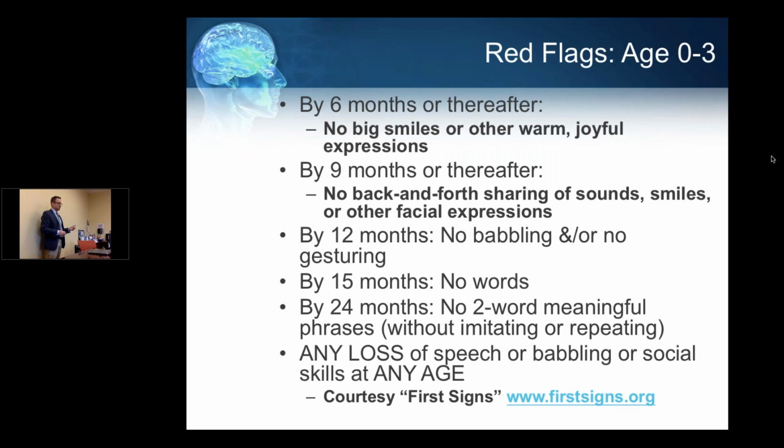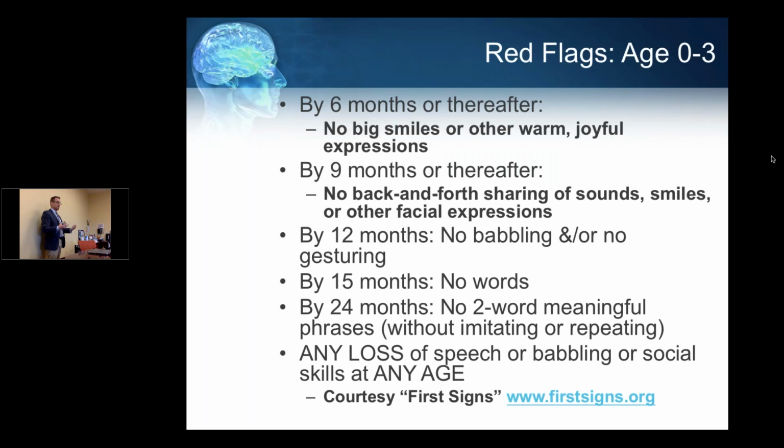15 months, no words. 24, 2 words, phrases. There are some diseases as well, where children learn to talk and walk and so on, and then they lose those skills. Typically it involves seizures. It's a seizure disorder, but that does absolutely happen.